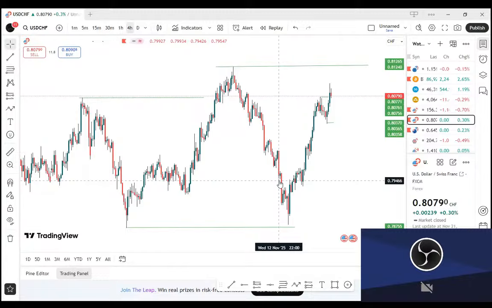Can you see the chart? I can see the chart too. Can we all see the chart?